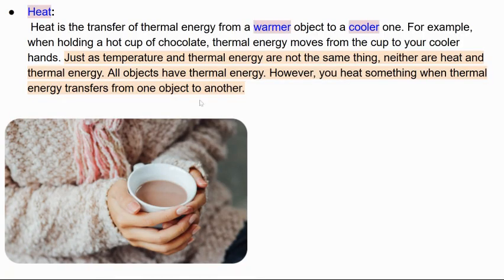Okay, take a second to fill in these 3 blanks, heat, warmer, and cooler, and then you need to highlight or underline the last 2 sentences.